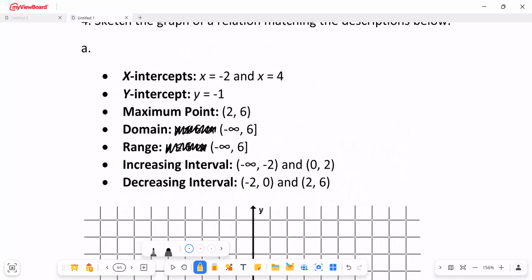And then increasing interval and decreasing interval, something to note, those are not ordered pairs. The 0, 2, negative 2, 0, and 2, 6 are intervals. Okay, it says it right here, that is an interval. Okay, so you should not be plotting points at those three sections. Okay, saying from this value to this value.